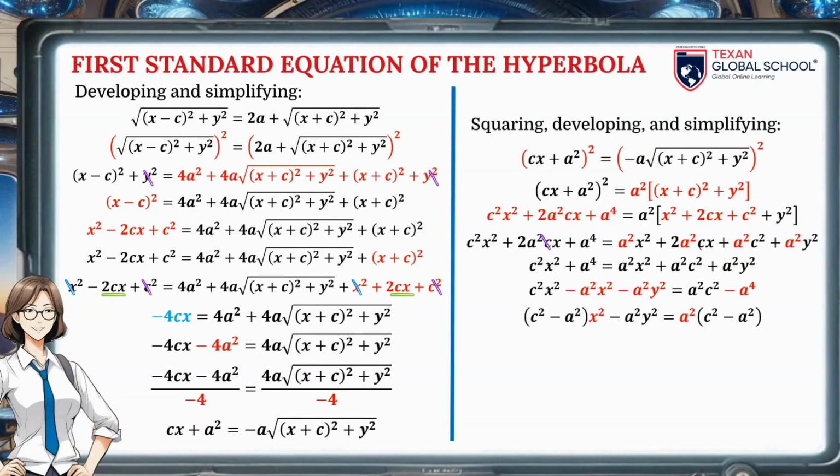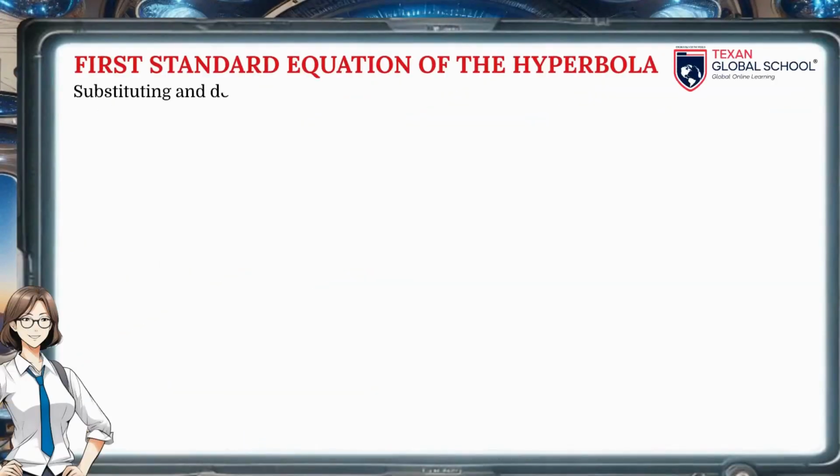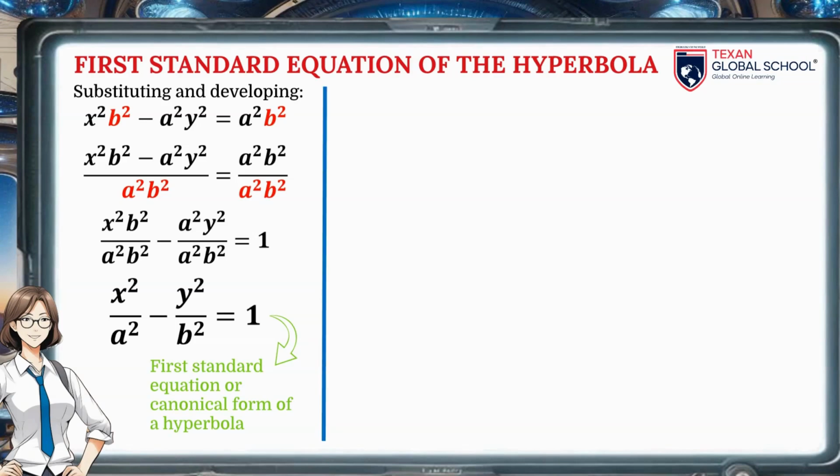Be careful because the relationship is similar to that of the ellipse, but there is a variation in the signs. By substituting, we have b squared x squared minus a squared y squared equal to a squared b squared. If we divide the entire equation by a squared b squared and simplify, results the simplest form of the equation of a hyperbola, called the first standard equation, or canonical form of a hyperbola, when its center is at the origin and its axes coincide with the coordinate axes.